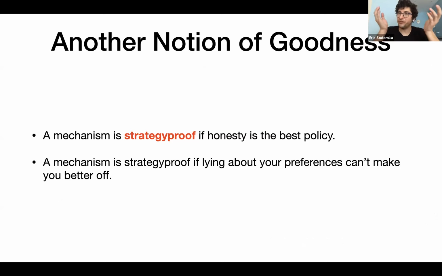Okay, so let's talk about a different notion of goodness. We've talked about two different mechanisms, random allocation and serial dictatorship. And we talked about one notion of goodness, Pareto optimality. Here's another notion of goodness. Strategy proofness is what it's called. I've got a couple different informal definitions here. A mechanism is strategy proof if honesty is the best policy, or if lying about your preferences can't make you better off somehow. In random allocation, there really are no preferences to be stating, so I guess that's kind of strategy proof by default.